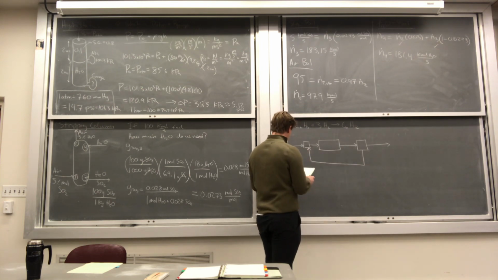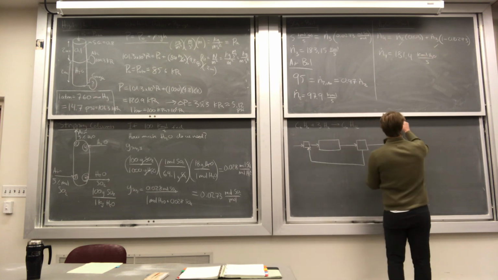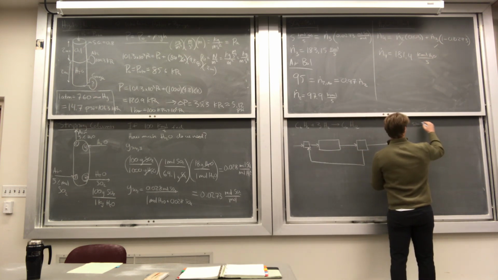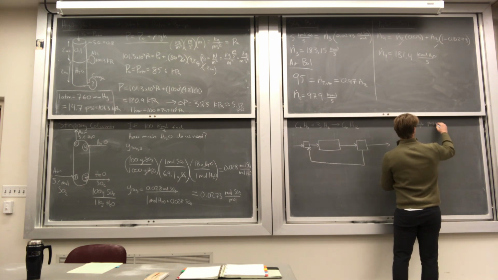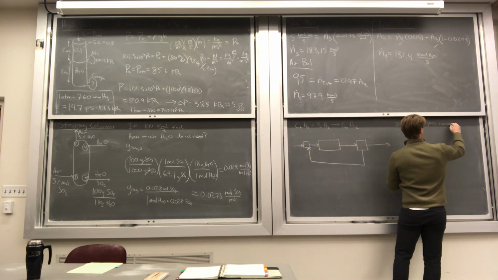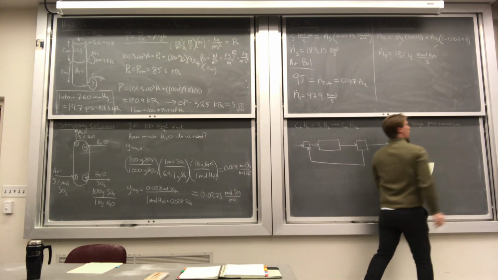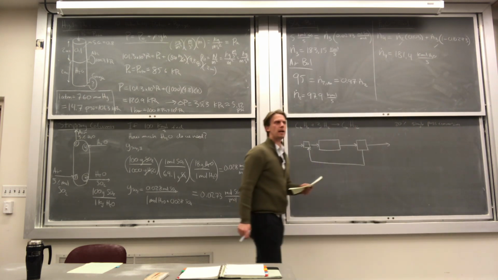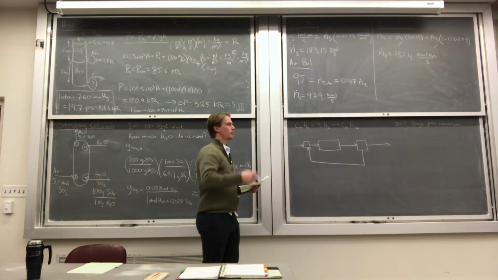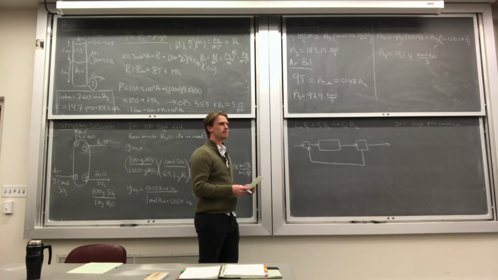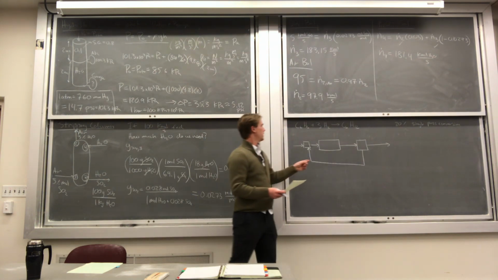Okay, so the pieces of information that we get are 20% single pass conversion. What does that mean? In a single pass, 20% is converted to that.